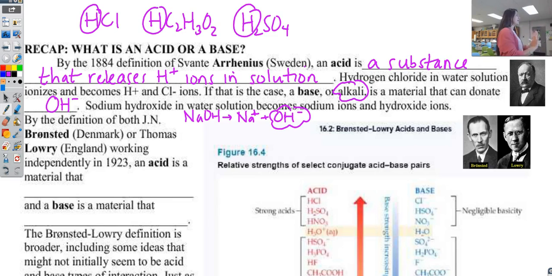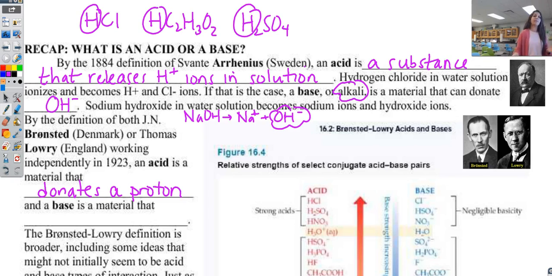Okay, now Bronsted, J.N. Bronsted, as well as Thomas Lowry, they worked independently, but both came up with this definition of acid base that's slightly different from Arrhenius's definition. Now the acid definition is very similar. The only difference is that instead of using hydrogen ion, they use proton, okay? An acid is a material that donates a proton or multiple protons in solution.